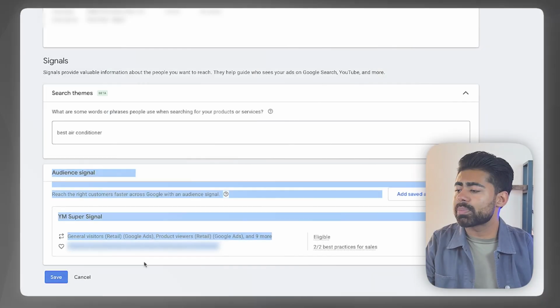That's where your strategies and your approach for your feed really helps. That's for one approach, which is the search themes approach within one asset group. The next approach is what I like to call the super signals approach. Now, this approach is fairly simple.